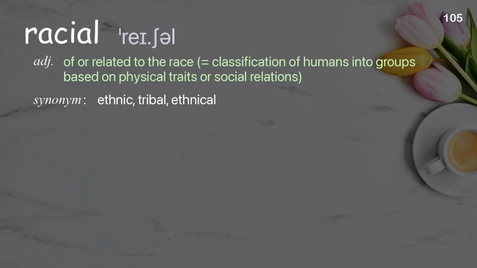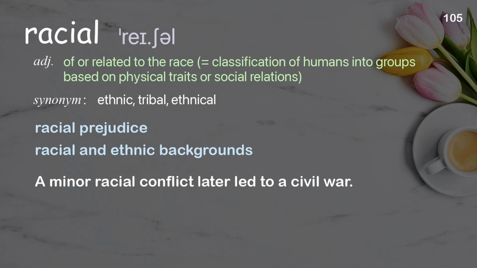Racial. Of or related to the race, classification of humans into groups based on physical traits or social relations. Examples: Racial prejudice. Racial and ethnic backgrounds. A minor racial conflict later led to a civil war.